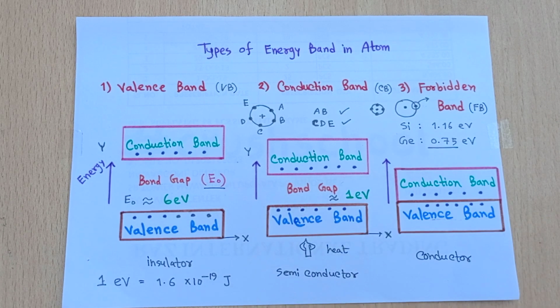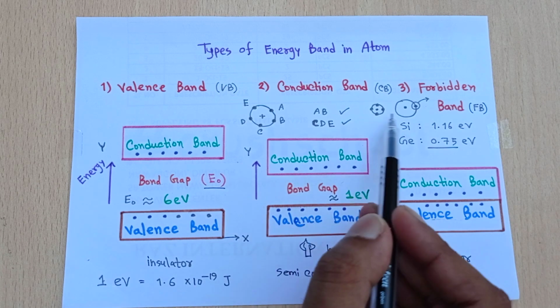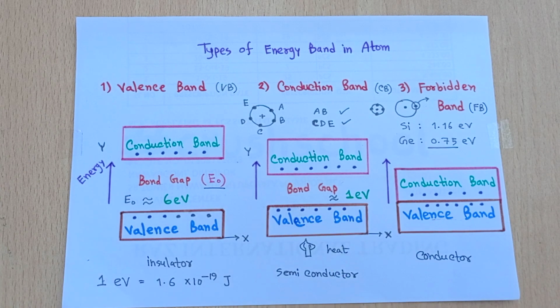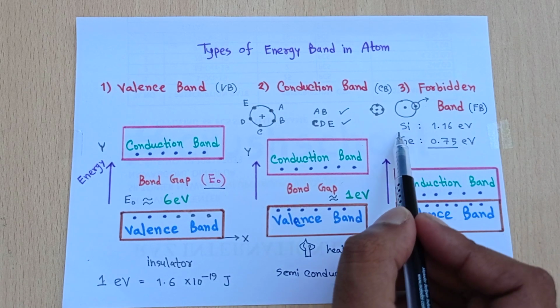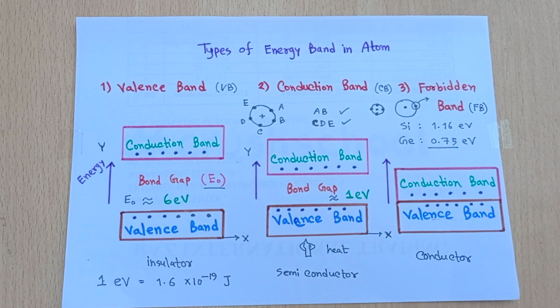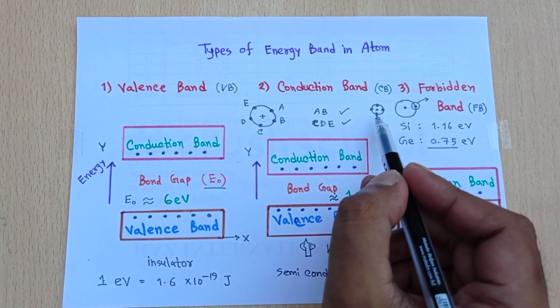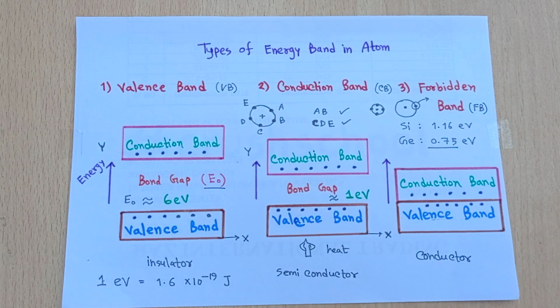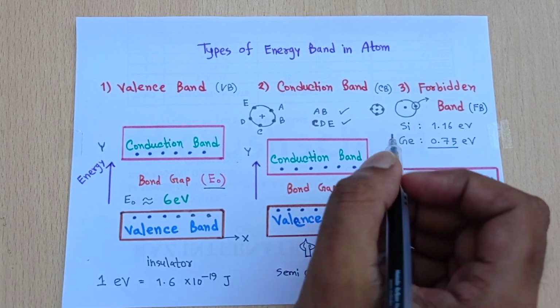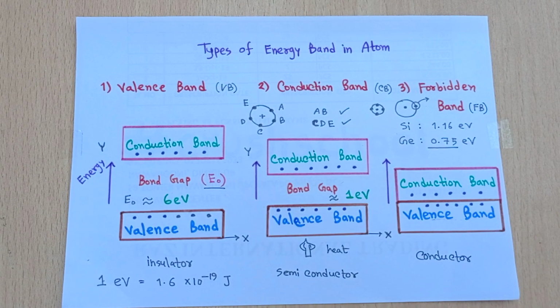So the difference in shape or size is the main reason why the forbidden band values of silicon and germanium are different, and this is only because of their size. Silicon has a small size, but germanium has a big size. So this is all about the energy band in the atom.